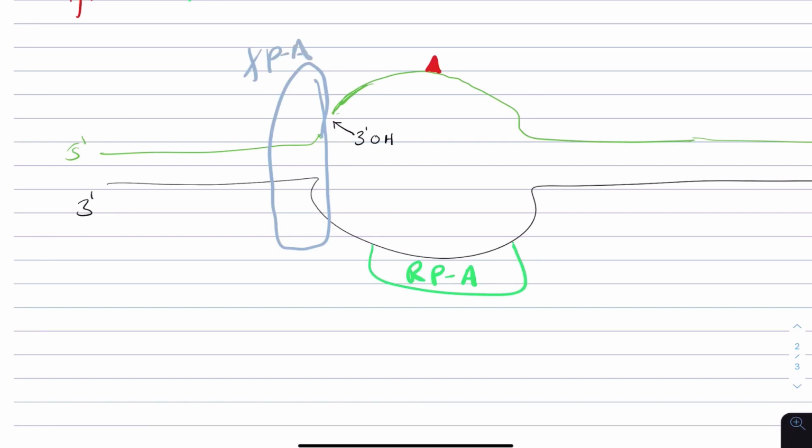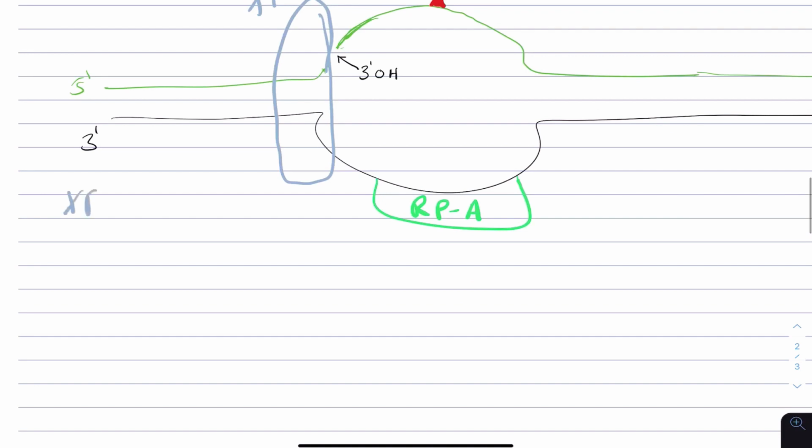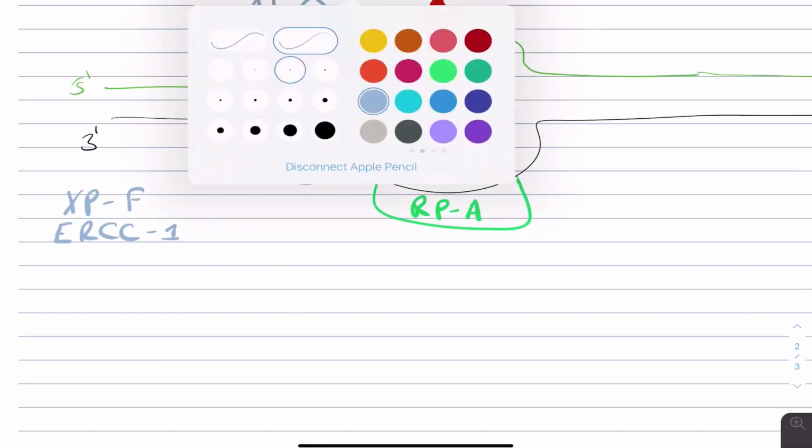Now, when XPA comes, XPA is the recruiting protein for XPF and also for ERCC1. Let me write that out. Then what ends up happening is XPF and ERCC1 come and bind.